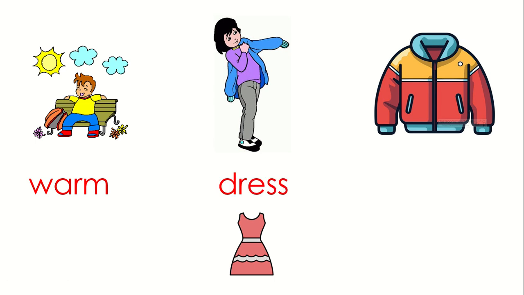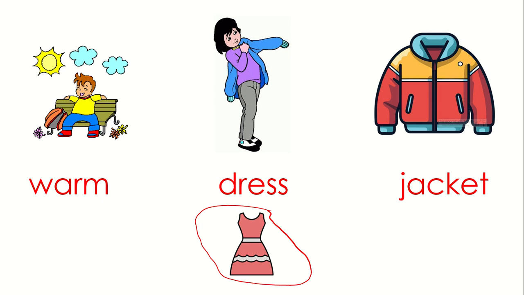Then there's the word dress. If we use the word dress as a noun, it is a thing, a piece of clothing that girls wear. But dress can also be a verb, to put on your clothes. So let's use an example with this item of clothing called the jacket. When do we wear a jacket?